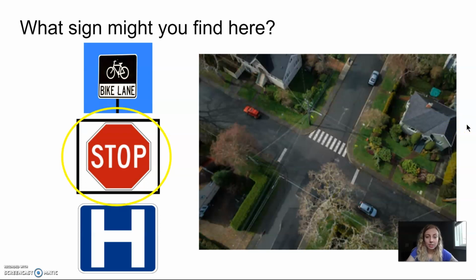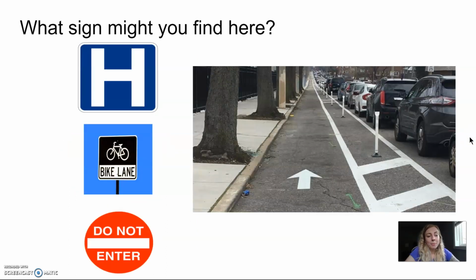If you chose the stop sign, you are correct. So it looks like these cars are coming to a four-way stop, and it's likely that there will be stop signs at each of these corners to let them know. I don't see any bike lanes, so the bike lane sign doesn't work, and I do not see a hospital nearby, so the hospital sign will likely not be there either. Okay, go ahead and pause the video and let me know what sign you might find here.